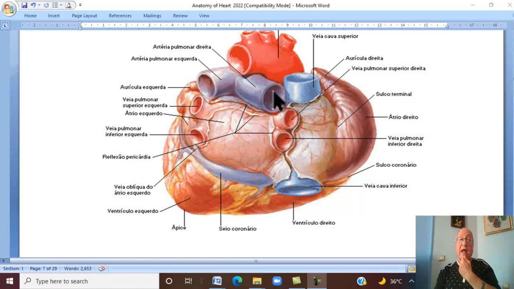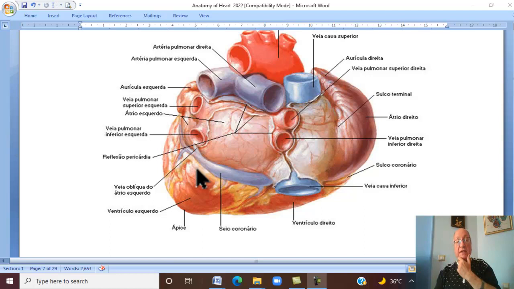Along the upper border of the heart, which lies above the posterior surface, this is the posterior surface or base, which is limited above by the upper border. Along the upper border run these arteries, which are the right and left pulmonary arteries.